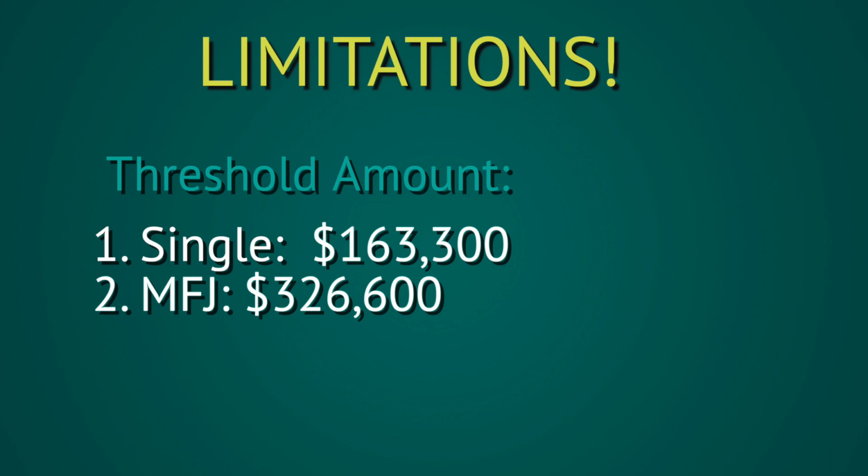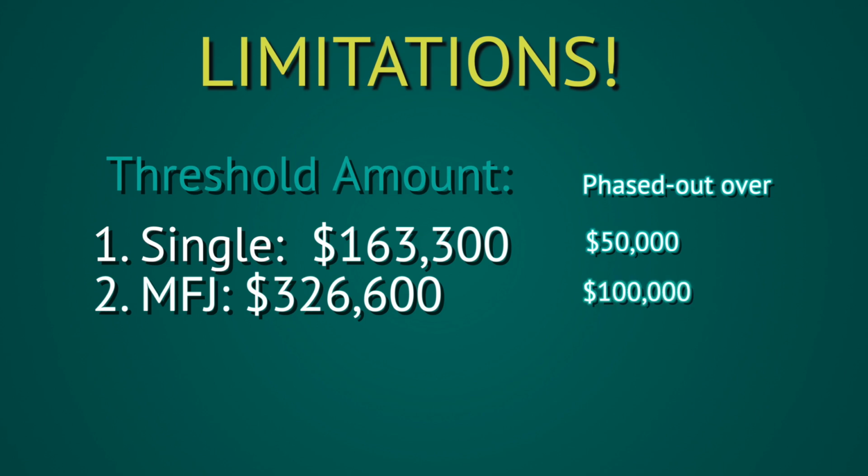So if you're single or any other filing status as of the last day of the year, and your taxable income is above $163,300 up to $213,300, then the deduction is going to phase out over that range if you are considered an SSTB business type. For married taxpayers filing jointly, their threshold amount is $326,600, exactly double what the single threshold was, and they have exactly double the phase out. So it's $100,000 over which the deduction will phase out if your business is an SSTB.